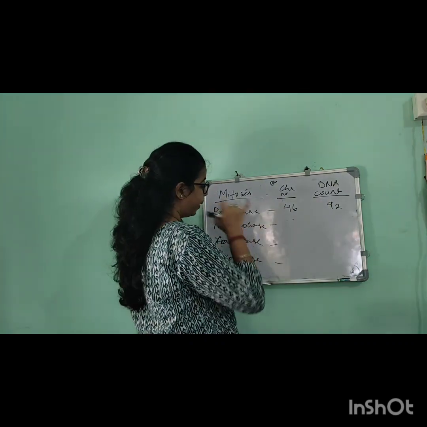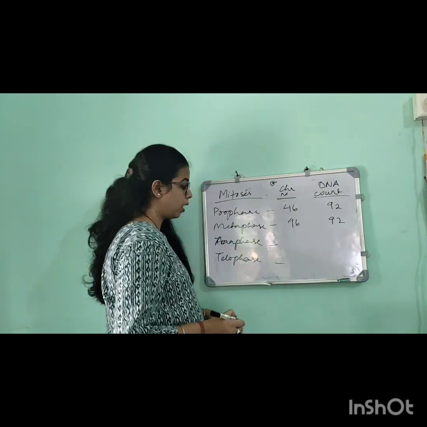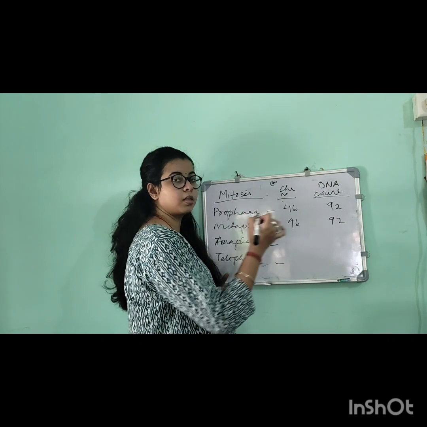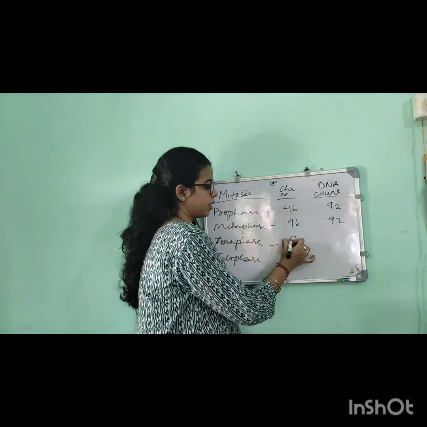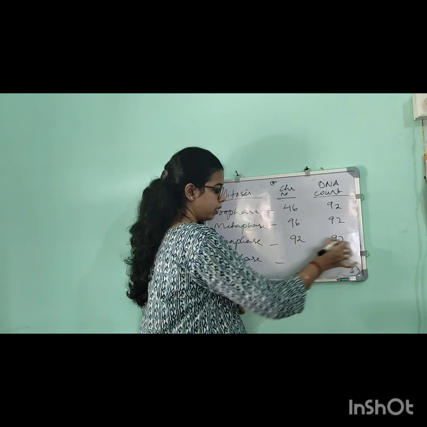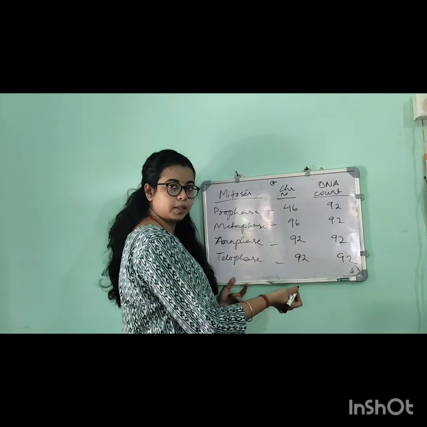Now for mitosis: from the very beginning, 46 chromosomes and 92 DNA. Metaphase, what will happen? Same 46, 92, because no division. But during anaphase, the separation of sister chromatids will occur. Sister chromatids separating means the chromosome count will become double, while the DNA count remains the same. Why? Because the doubling is still going on.